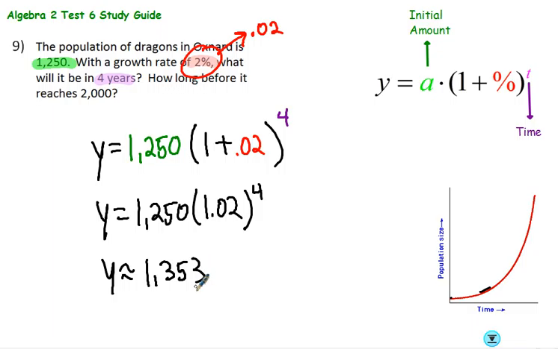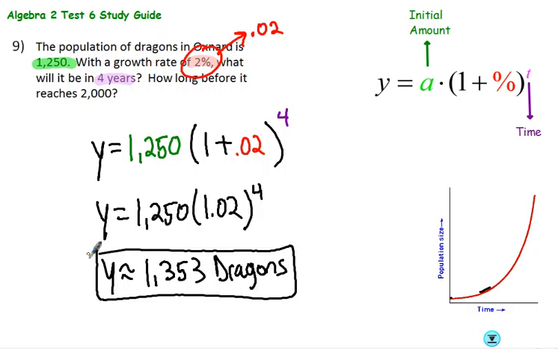So we'll say 1,353 dragons. Right? So it's not really a word problem. I said in the beginning it's really a problem that has words in it because really they're just giving you all the numbers. You just got to plug it in and then hit that into the calculator. Alright, so go ahead and pause now and try number 9 in the middle.